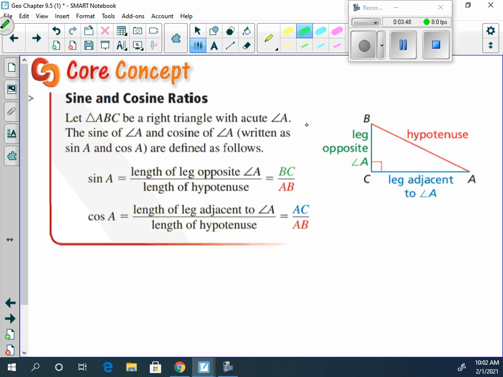I'm going to get my highlighter out. And this right here is what's key. Sine is equal to opposite over hypotenuse, the opposite side length over the hypotenuse. Cosine of A is equal to the adjacent side over the hypotenuse. When we talk about the opposite side, it's the side that's the farthest away from it. Adjacent is going to be right next to it.